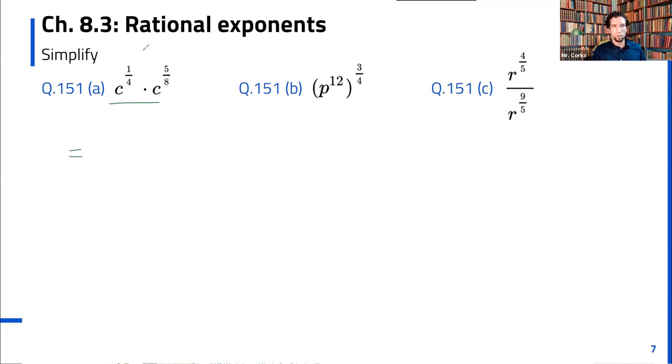So just like we had before, same base, c and c, and they're being multiplied together. So we add the two exponents. So this is equal to c to the exponent 1 over 4 plus 5 over 8. So the 1 over 4 plus 5 over 8, the whole thing is inside the exponent. If we add those together, what do we get?